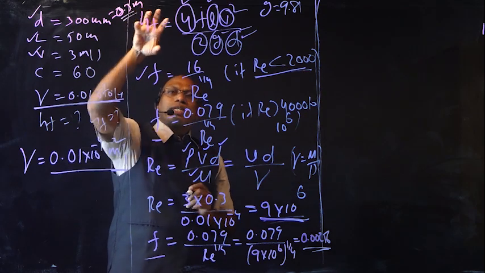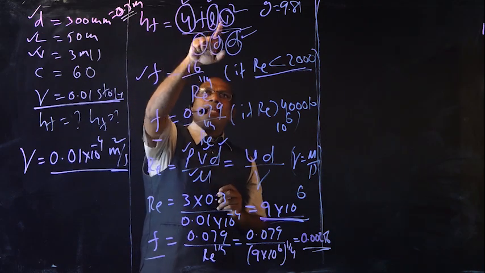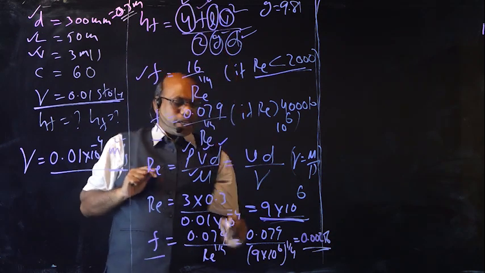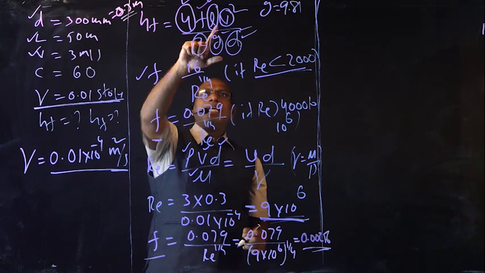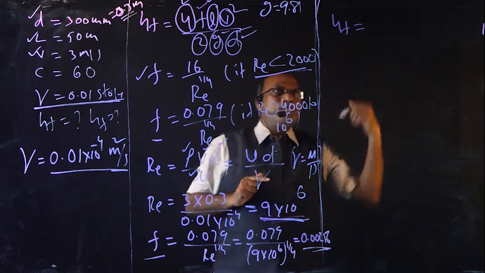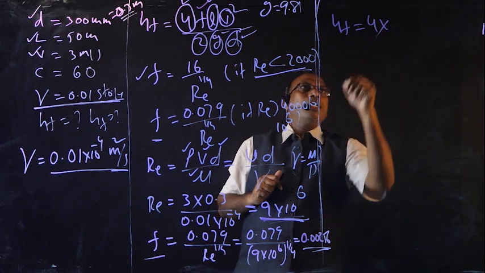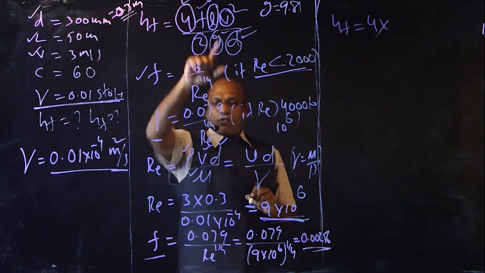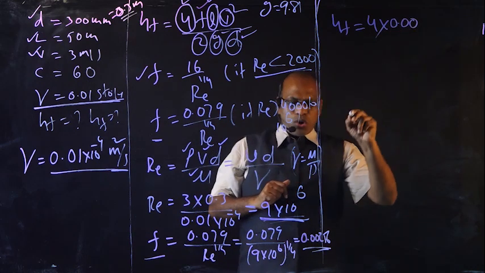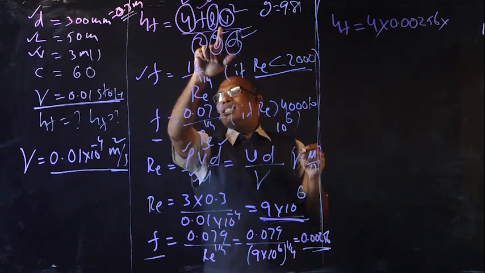Head loss due to friction HF is equal to 4FLV square by 2GD. F is determined here, the coefficient of friction. L is given in our problem. Finally, HF is equal to 4 into F. What is the F value? Coefficient of friction, 0.00256. 4FL. What is the length of the pipe?